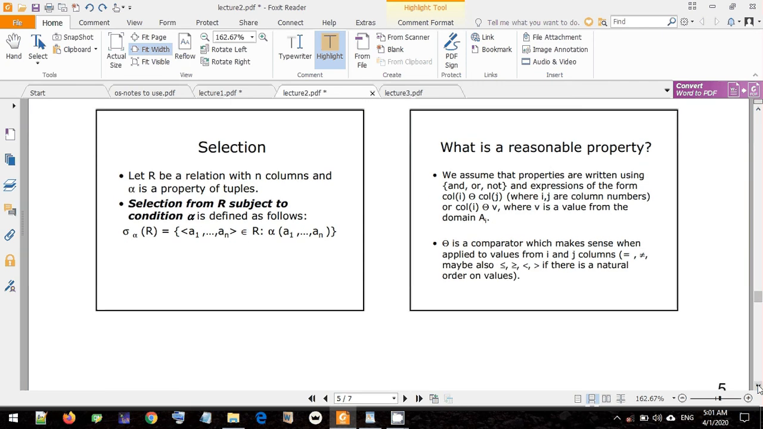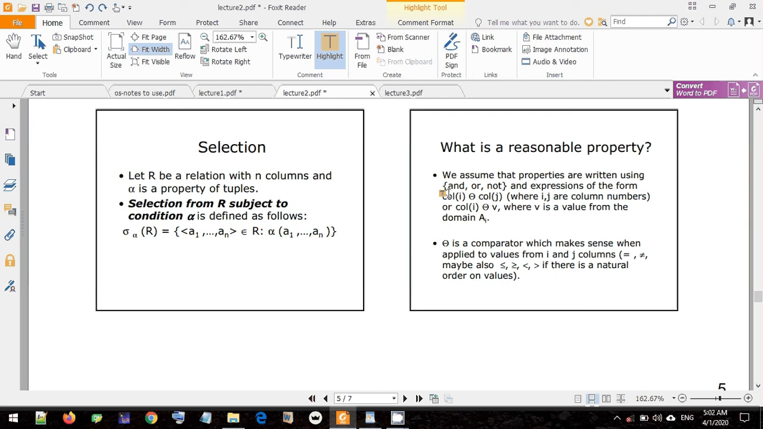Selection. Let R be a relation with n columns and alpha a property of the tuples. The selection of R subject to condition alpha is defined as follows. The selection of R subject to condition alpha is given as the set of tuples (A1 to An) which belong to the relation R such that the condition alpha holds for A1 to An.